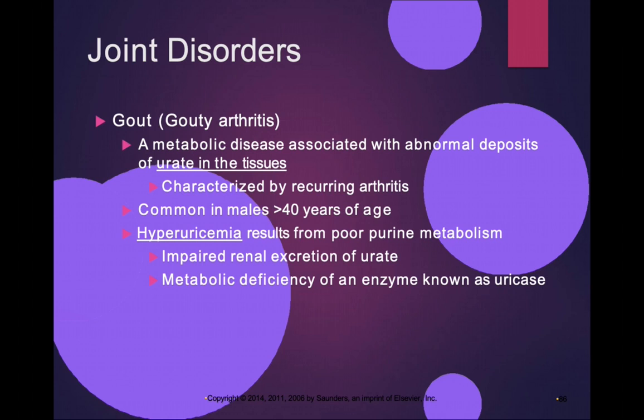Now, gout or gouty arthritis, this used to be called King's disease because kings would drink wine and eat cheese and meat. It is a metabolic disease that's associated with the abnormal deposits of urate or uric acid crystals in the tissues. And it's common in males over the age of 40. It's hyperuricemia, which results from poor purine metabolism. It's going to be impaired renal excretion of the urate, and it's seen with a metabolic deficiency of an enzyme known as uricase.